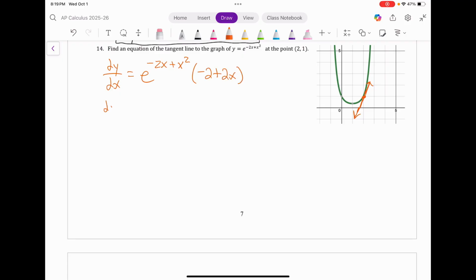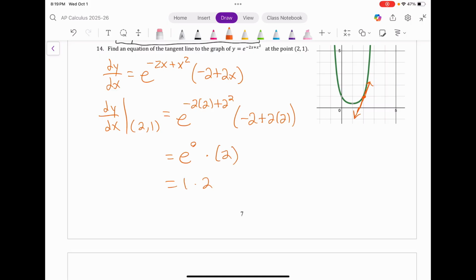All right, and then we want to evaluate the derivative at 2, 1. So we just want to plug in 2 for x. Okay, so this will get you e to the 0 and times, what is that, 2? So that's just 1 times 2, which is 2. Okay, so the slope of the line is 2. So the equation is y minus 1 equals 2 times x minus 2.